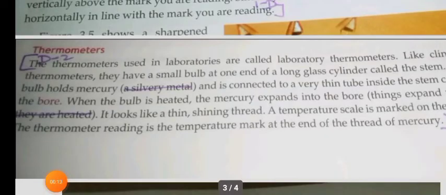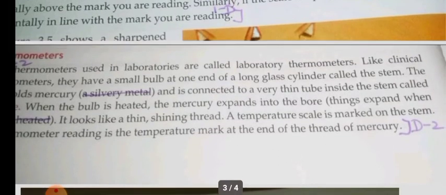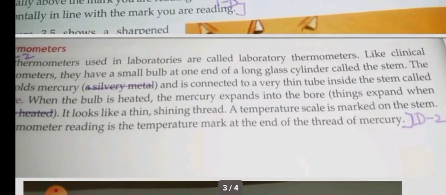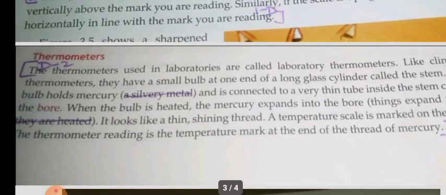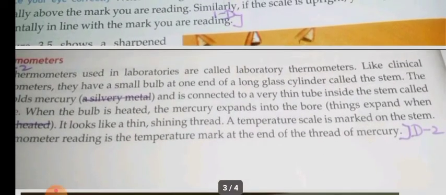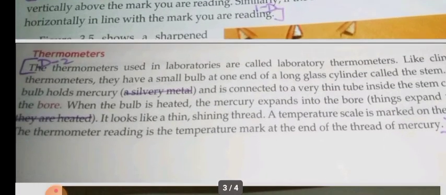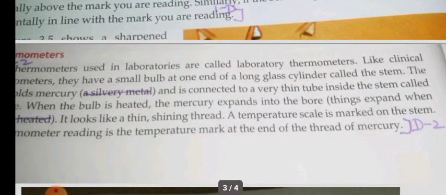Okay, now the detailed answer. Describe the construction of a laboratory thermometer. The thermometers used in laboratories are called laboratory thermometers. Like clinical thermometers, they have a small bulb at one end of a long glass cylinder called the stem. The bulb holds mercury and is connected to a very thin tube inside the stem called the bore. When the bulb is heated, the mercury expands into the bore.